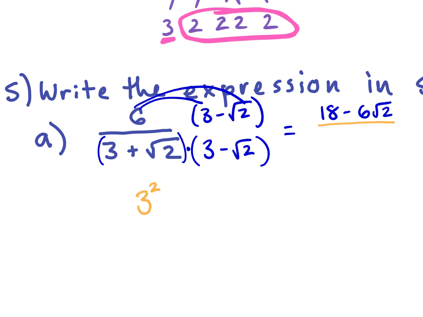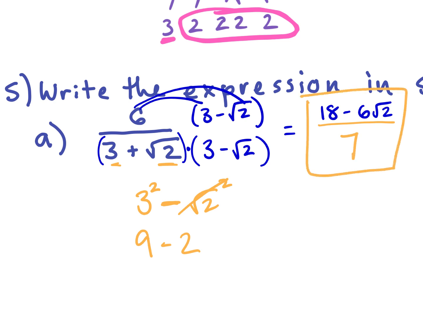It would be 3 squared minus, always minus, square root 2 squared. So it's the first number squared minus the second number squared. Always minus in the middle. So 3 squared is 9 minus, what is square root 2 squared? 2. And what's 9 minus 2? 7. So this would be our answer.